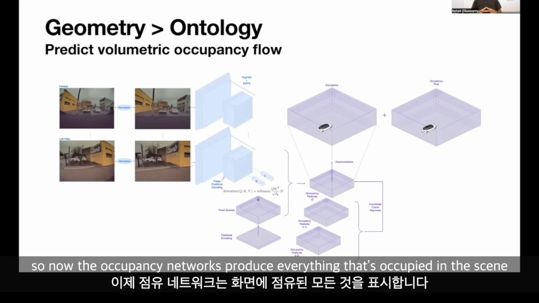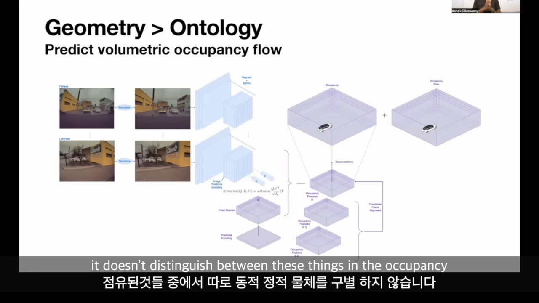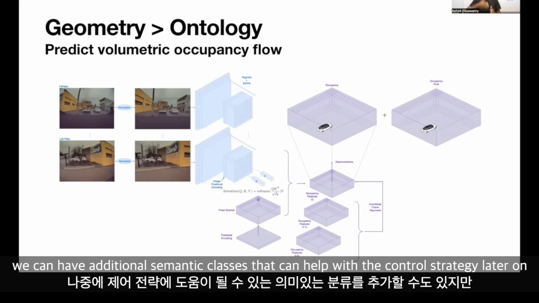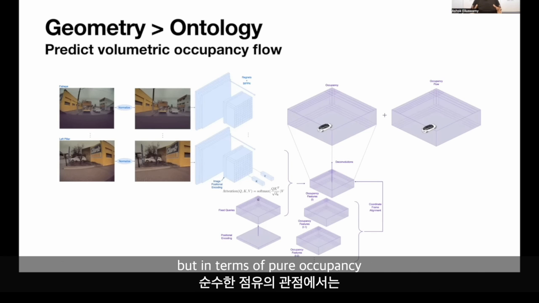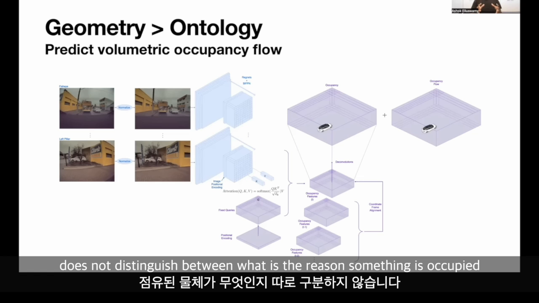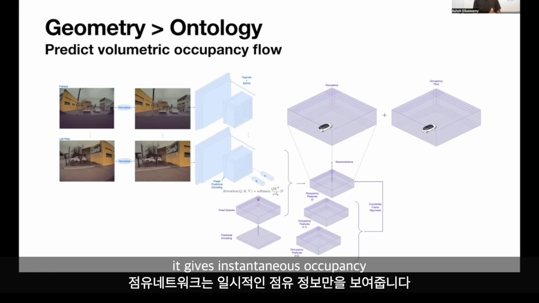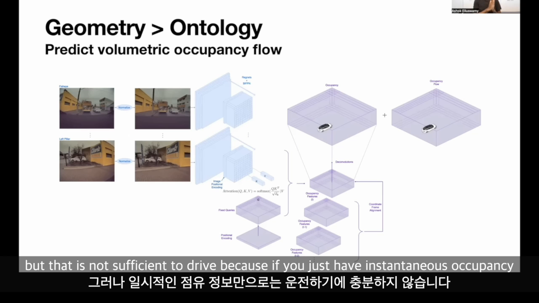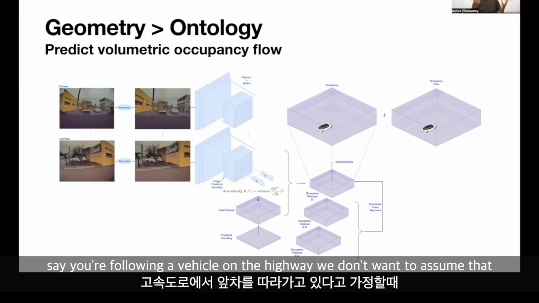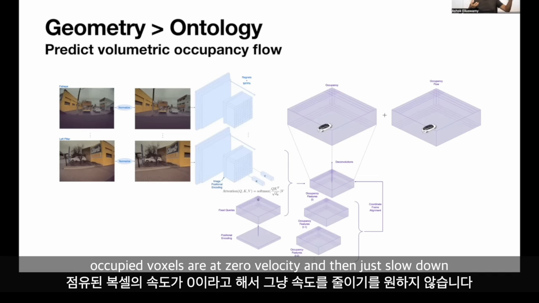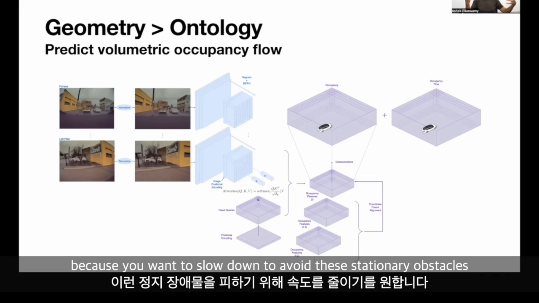So now the occupancy networks produce everything that's occupied in the scene. It doesn't distinguish between these things in the occupancy. We can have additional semantic classes that can help with the control strategy later on. But in terms of pure occupancy, it does not distinguish between what is the reason something is occupied. It gives instantaneous occupancy. But that is not sufficient to drive, because if you just have instantaneous occupancy, say you're following a vehicle on the highway, we don't want to assume that the occupied voxels are at zero velocity and then just slow down to avoid these stationary obstacles.